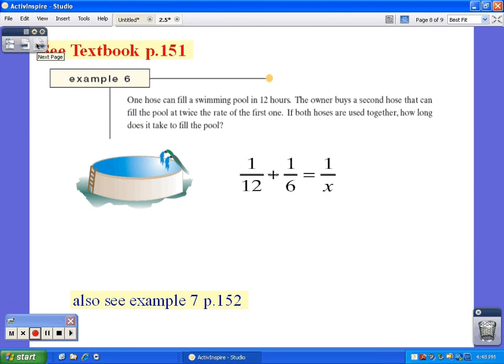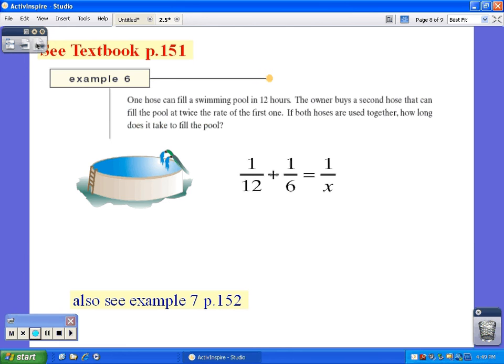Now, a word problem that you could have in this section deals with a working problem and things working together. One hose can fill a swimming pool in 12 hours. The owner buys a second hose that can fill the pool at twice the rate of the first one. If both of the hoses are used together, how long does it take to fill the pool?